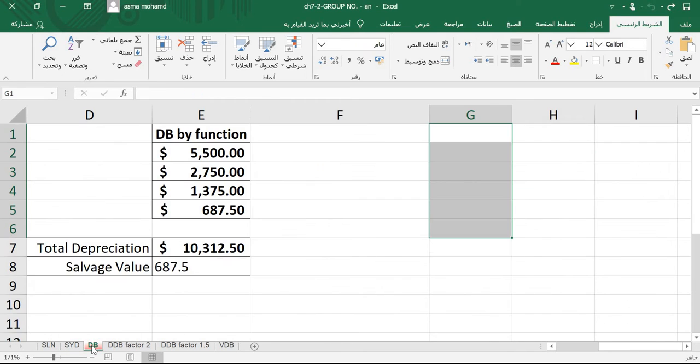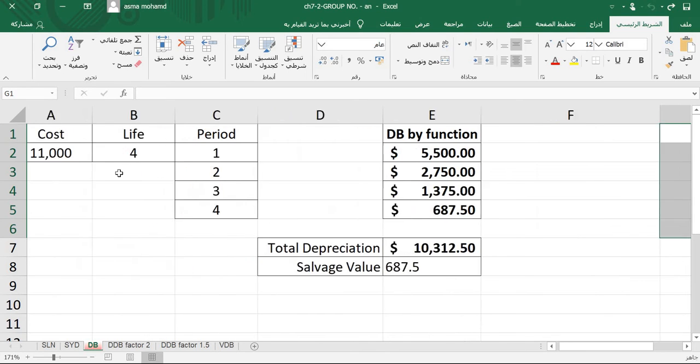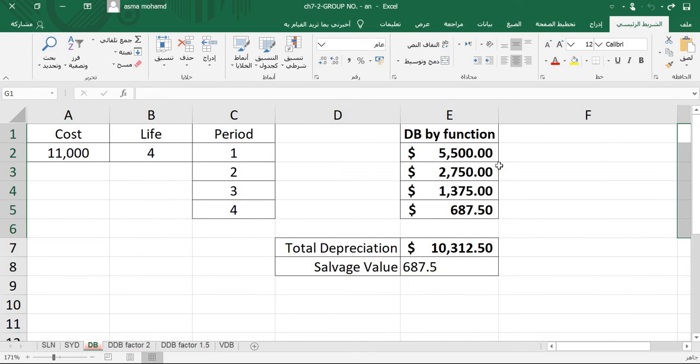Now we will move to the next function, the declining balance. The declining balance, we will cover it only by function. It's very easy.